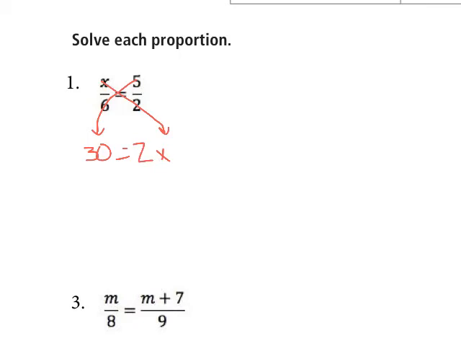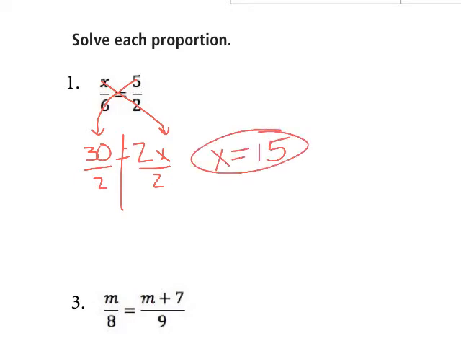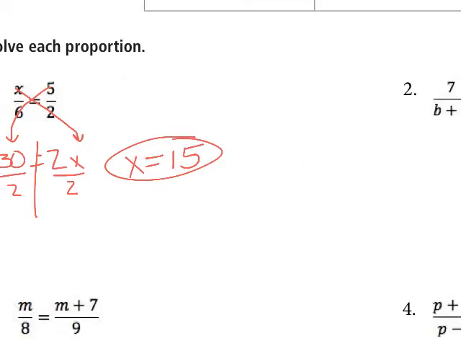From there, after I cross multiply, all I have to do is solve the equation. So in this equation, all I would have to do is just divide by 2 on both sides, and I end up with x is 15. Okay, so x is 15. All right, let's look at number 2.